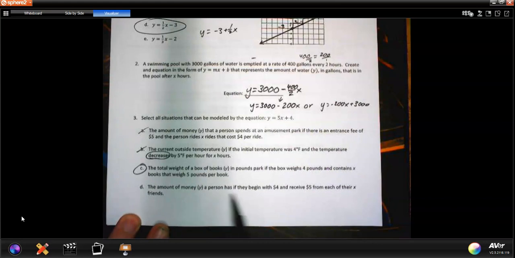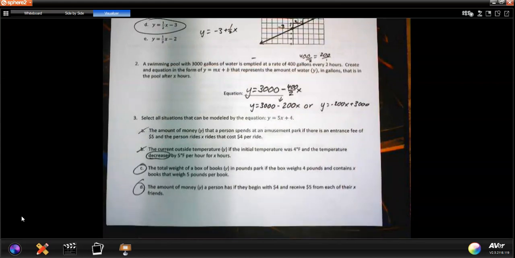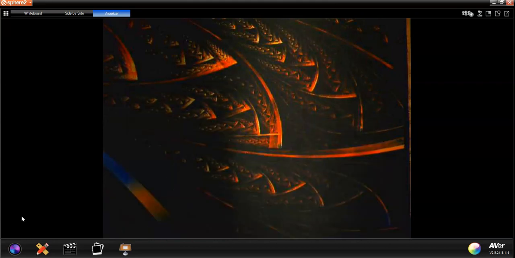The amount of money a person has if they begin with $4 and then receive $5 from each of their x amount of friends, yes. Starts with $4 and it's adding 5, but we don't know for how long. Okay, let's try the next one here.